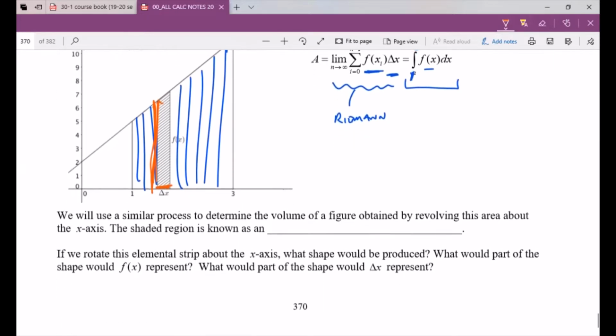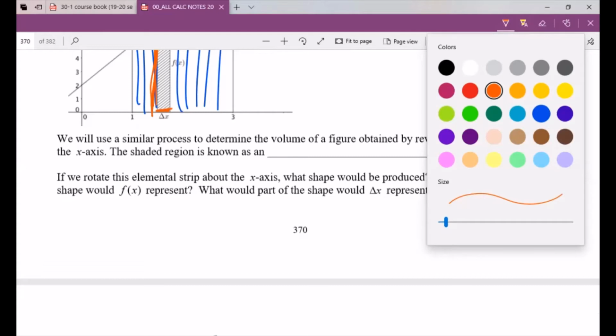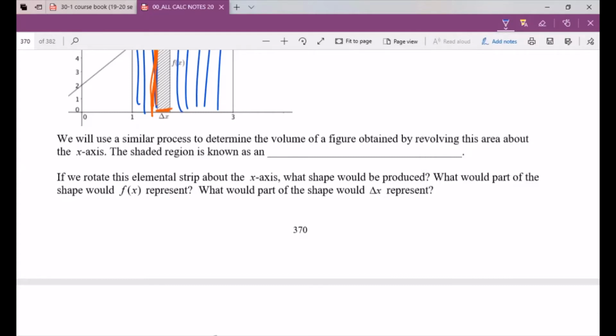We're going to use something similar to determine the volume of the figure obtained by revolving this area about the x-axis. Our shaded region is known as an elemental strip, the rectangle. If we rotate that around the axis, what shape would be produced? We've got three questions here. What shape would be produced? What part of the shape would f of x represent?